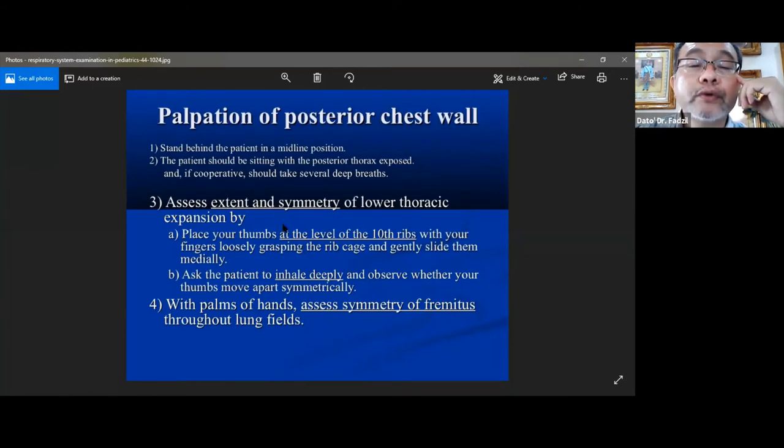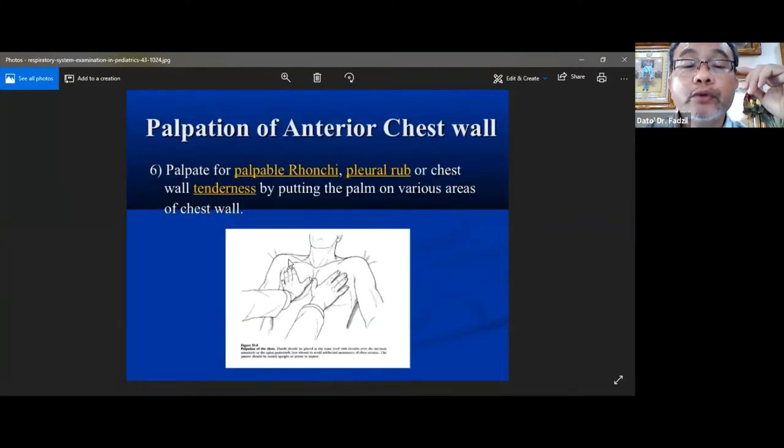Palpation of the posterior is also the same. If you look at the posterior wall, you also have expansion, and you have to anchor it properly. You look for symmetry and anchor your palm properly, then you look for the chest expansion. Make sure the patient is able to inhale in full. Very important to know. If your patient is unable to inhale in full or is not cooperative, and you say expansion is not good, actually your assessment is not valid because the technique is not correct.